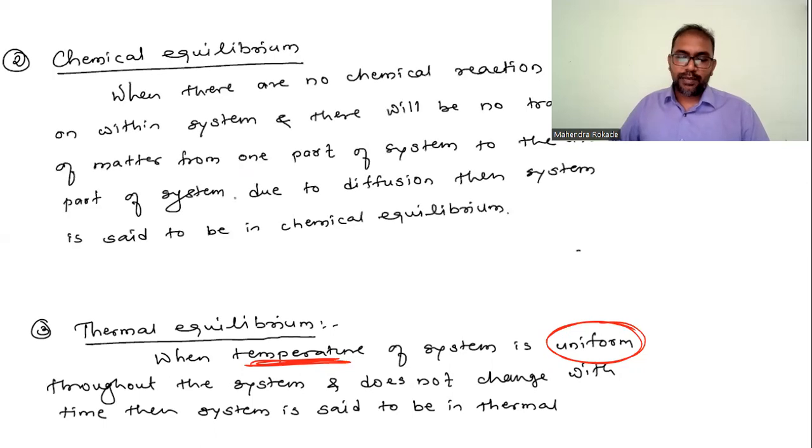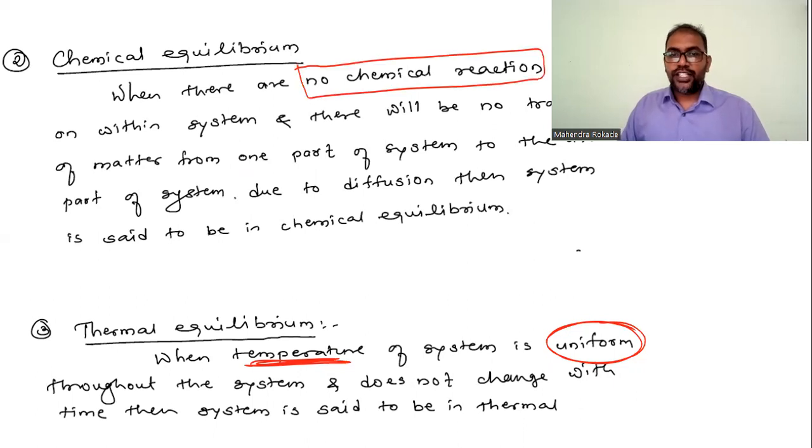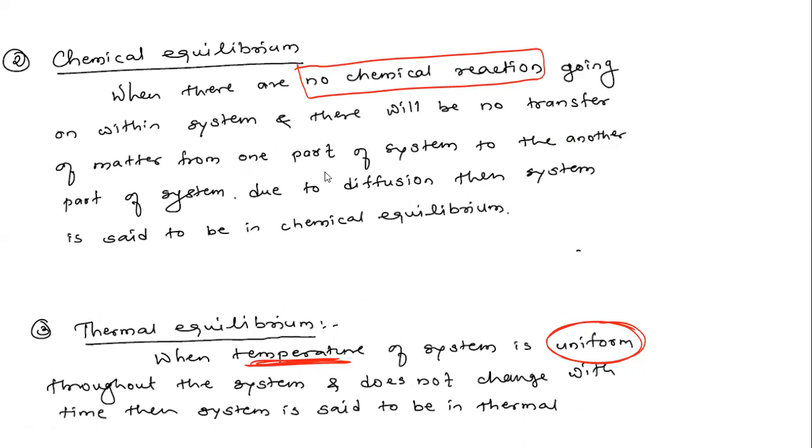In a similar manner, we discuss the next one, chemical equilibrium. Now, when there is no chemical reaction going on within the system, then the system is said to be in chemical equilibrium. So that you remember. Here it is written: when there is no chemical reaction going on within the system and there is no transfer of matter from one part of the system to another part due to diffusion also, then the system is said to be in chemical equilibrium. Basically, if no chemical reaction occurs, then it is said to be in chemical equilibrium, that you remember.